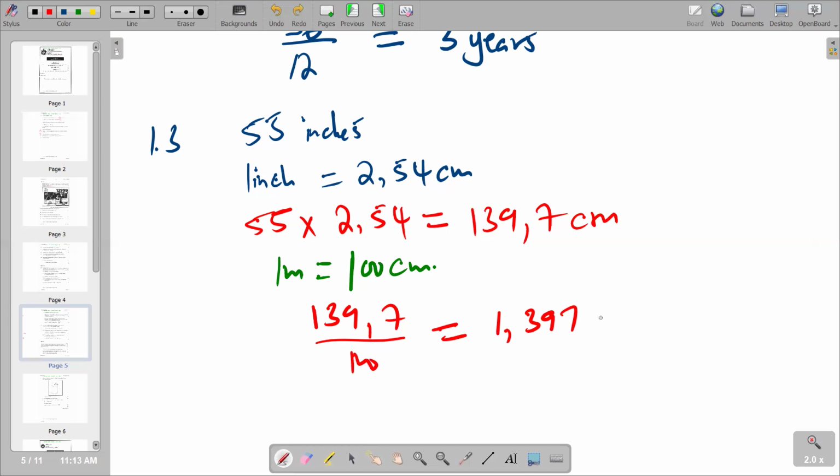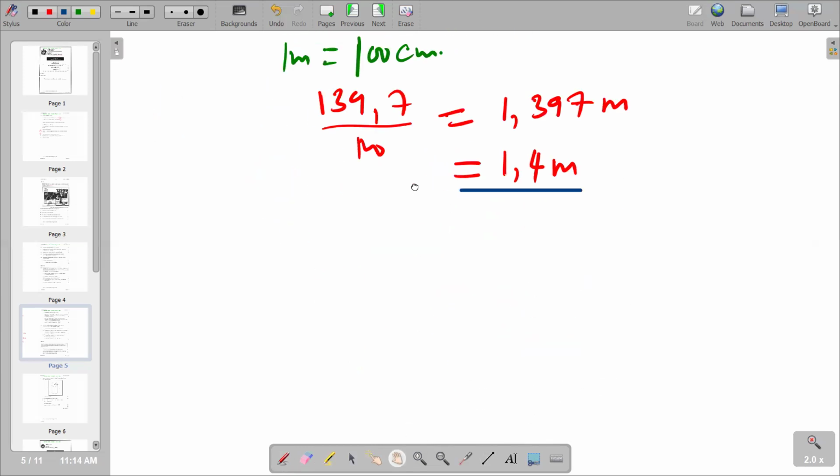1.397 meters, which we can as well try to round off at one decimal place. It can be 1.4 meters. So this is what we have, or if we round it off to two decimal places, it goes back to 1.4. So this is the final answer that we can refer to be our answer for 1.3.